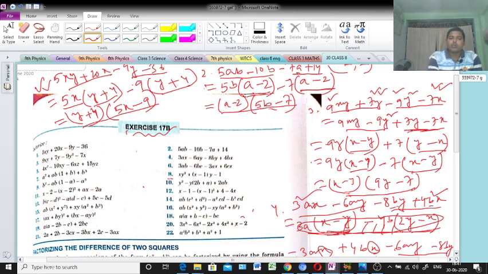This homework you should do. What homework? Exercise 17b, 1 up to 5, you should do it. This is your homework, 1 up to 5. And there are so many other problems, that you should also practice and try, and if any problem you should inform. So 1 to 5, and the next 6 to 10 you will try, okay? After that you will inform me. But homework should be finished. Clear or not? So that's all.